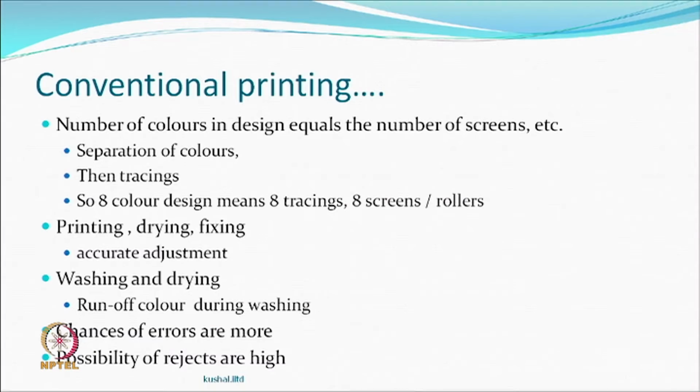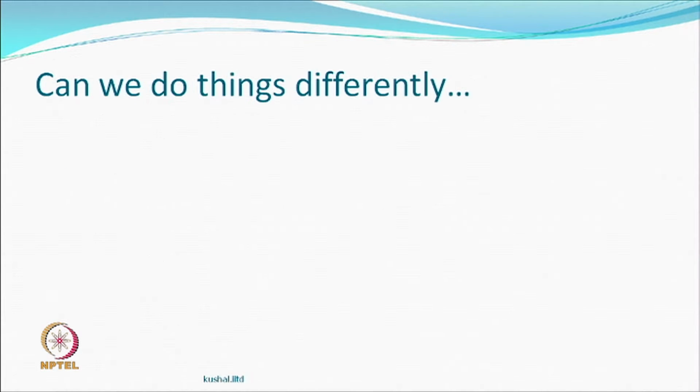And if you make an error, the rejects will be high, and that is the conventional printing for you, which has been in vogue and being used every day. So, this becomes an interesting part. So, now the question that comes is, can we do things differently? Like you do not have rollers, you do not have screens, and you do not have anything else, and what can you do? So, that particular conventional printing obviously involves a large number of steps. People will be interested in, can we avoid some steps and work around?